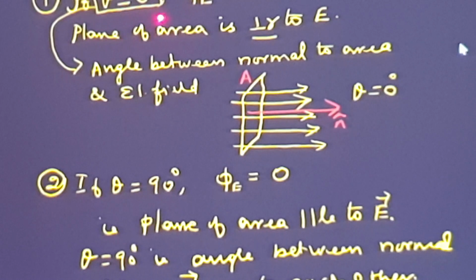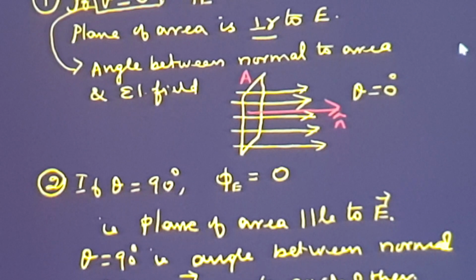If theta is 0, it means the plane of the area is perpendicular to the electrical field. I have explained it with the help of a diagram. The uniform electrical field is represented by parallel lines. The plane is perpendicular to the electrical field. If you want to calculate the angle, drop a normal. Now the normal and the electrical field are parallel. So theta is 0. If the angle theta is 0, the plane is perpendicular to the electrical field.